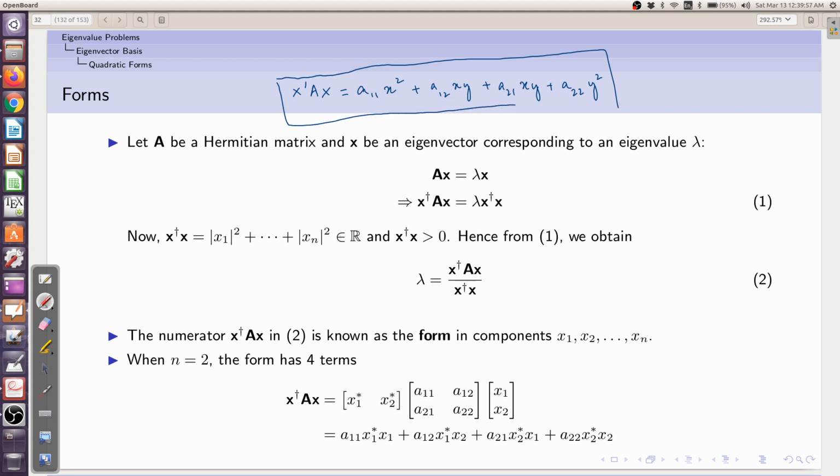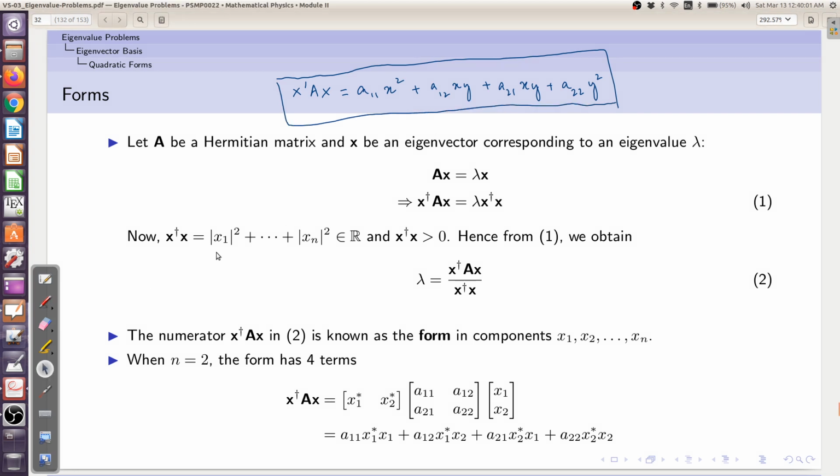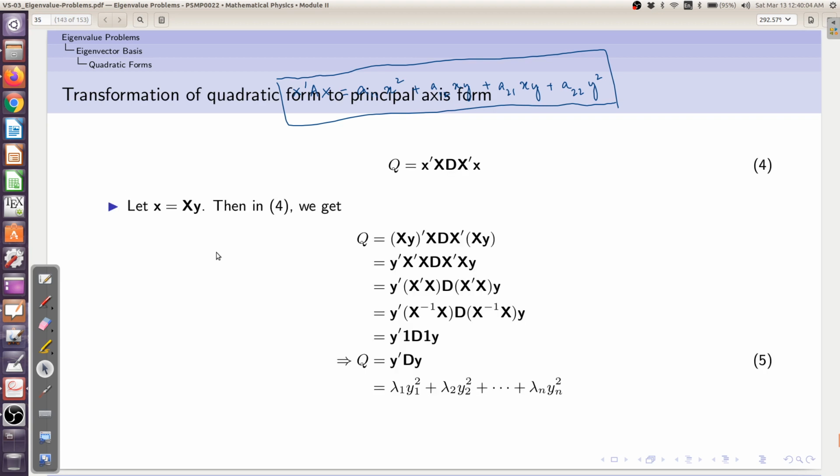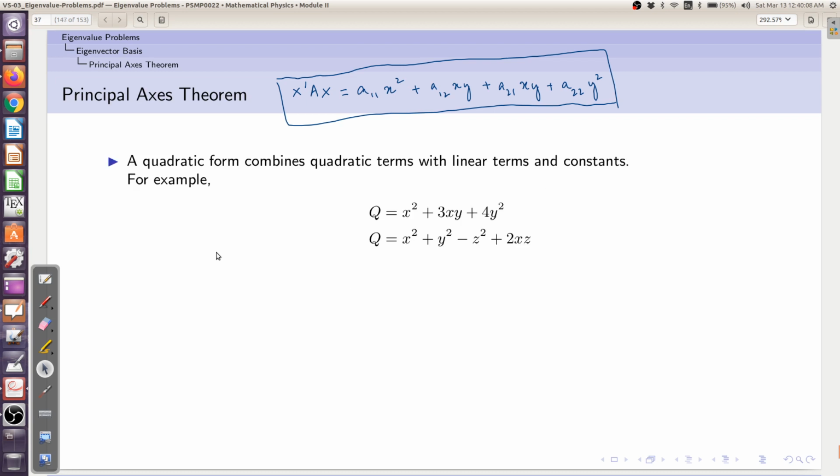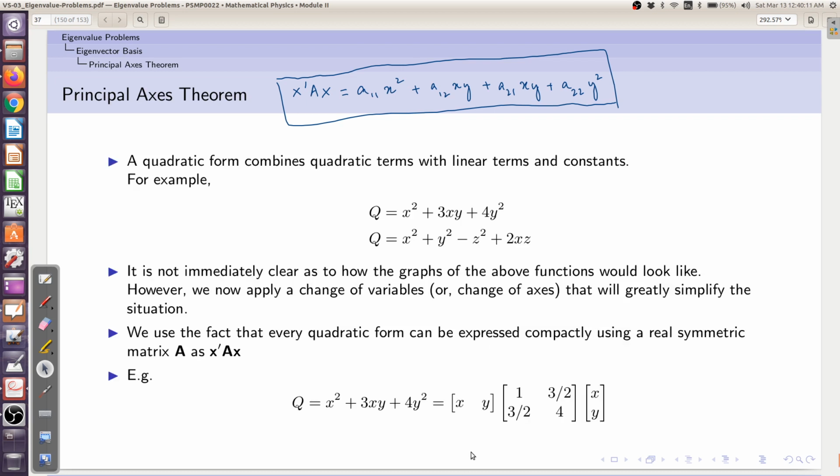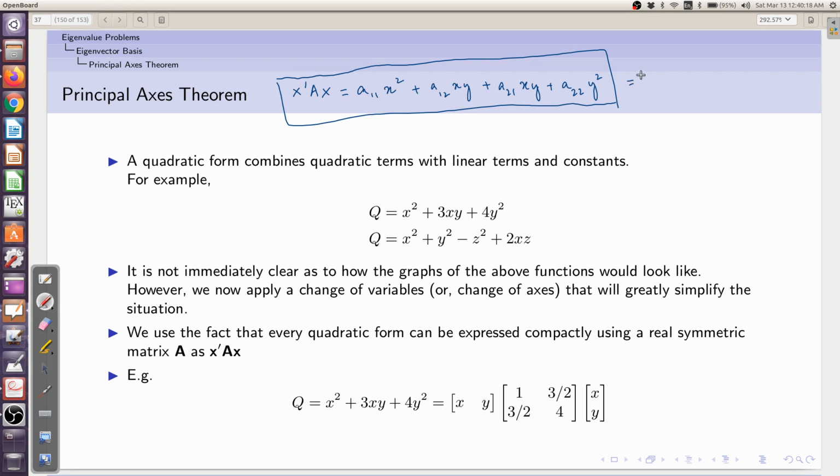Let's go back to the example that we left. This is what we have here. This is the quadratic form Q, because this appears in the numerator of that lambda expression. So what we can do is write this as x square plus 3xy, and because it has to be symmetric, a12 and a21 must be equal. So I divide the 3xy by 2, giving 3 by 2.